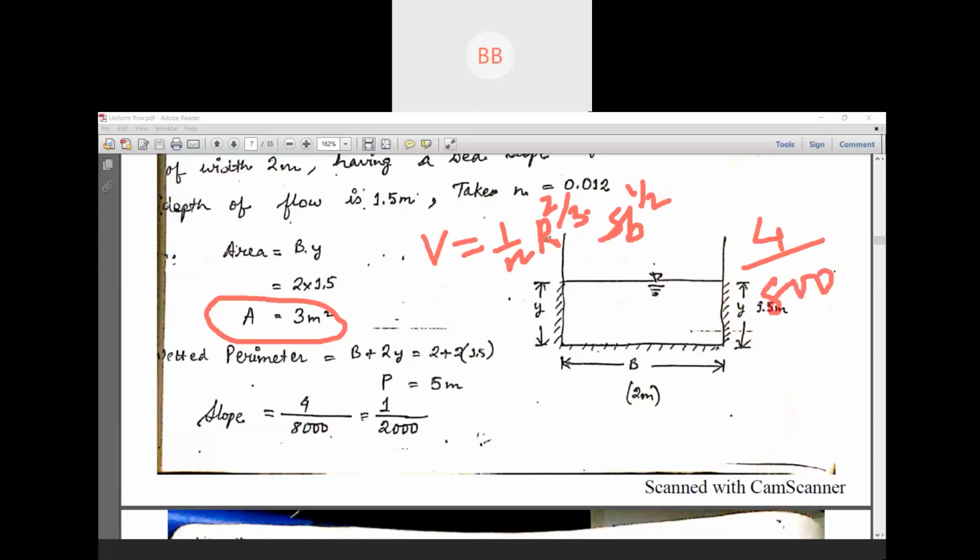Okay, so n is also given, that is 0.012. Okay, what is not there? That is R, that is hydraulic radius. R is equal to nothing but area by wetted perimeter. So area also we have already calculated, that is 3 meters square. So what we need to calculate now is your wetted perimeter.